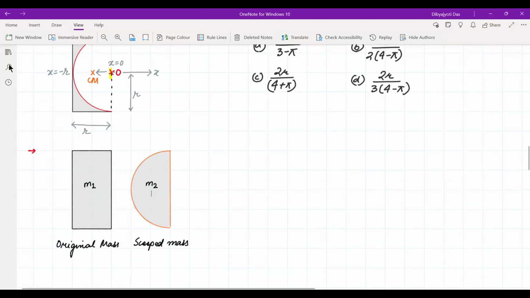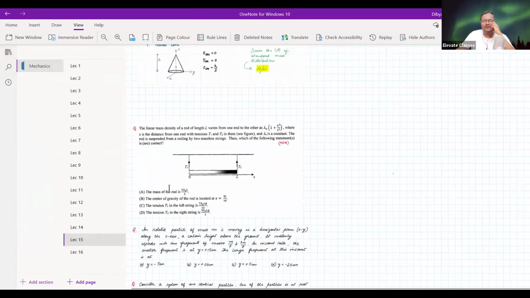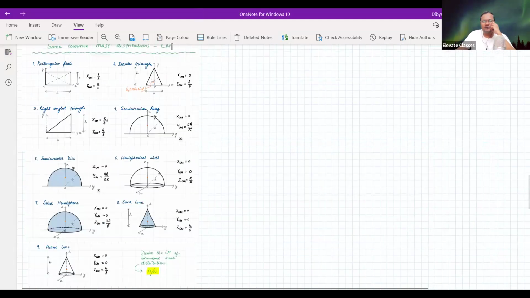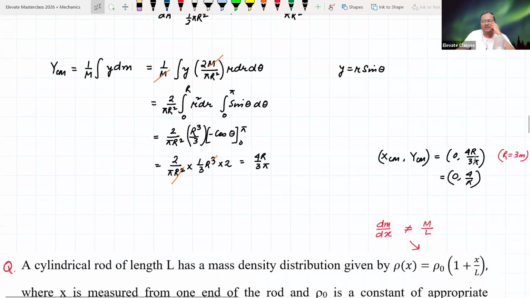Yes, sir. 4r by 3 pi. We did this last time, right? Yes. So we did this question last time. Center of mass of a semicircle we obtained.